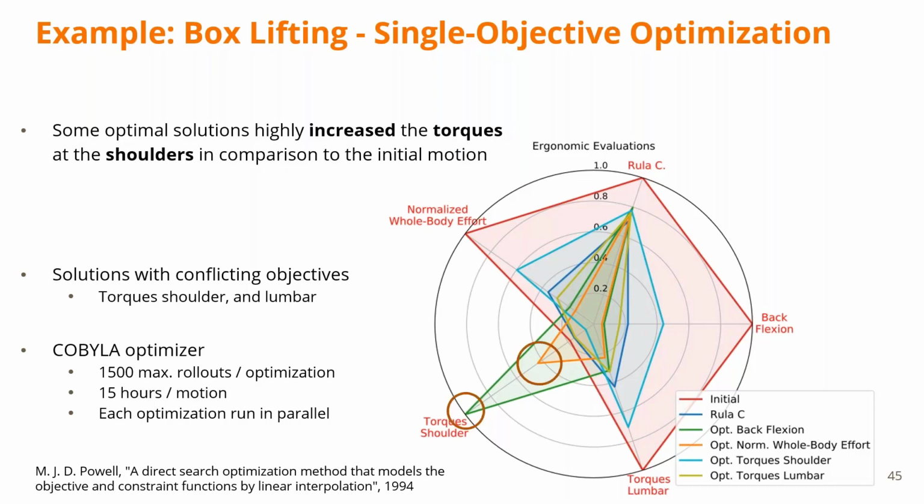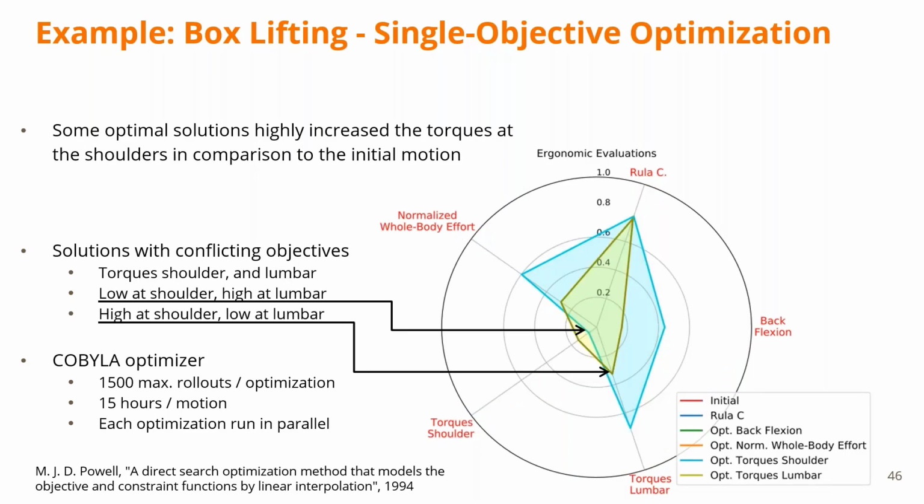From here, we observe that some optimal solutions actually highly increase the torques at the shoulder level. This is actually a strong indication that optimizing for only one single objective could transfer the risk of a musculoskeletal disorder from one region of the body to another body region. In particular, we also identified that the optimal solution with respect to the lumbar back torques is actually detrimental to the shoulder torques and vice versa. So there is a compromise in there.